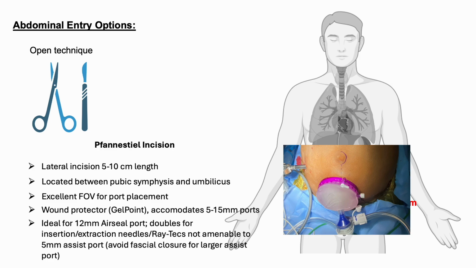of it. One is that your AirSeal is dealt with for insufflation. Secondly, if your bedside assist port is only a 5 millimeter, it's difficult to pass needles, Raytec, and other things through that small port, but you can do that through the 12 millimeter AirSeal port. So I think it's an excellent setup for assisting the surgeon.